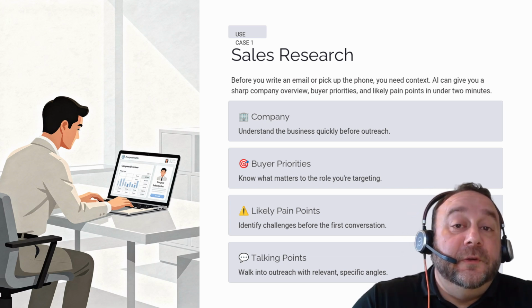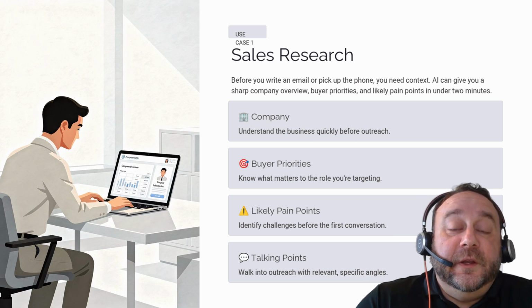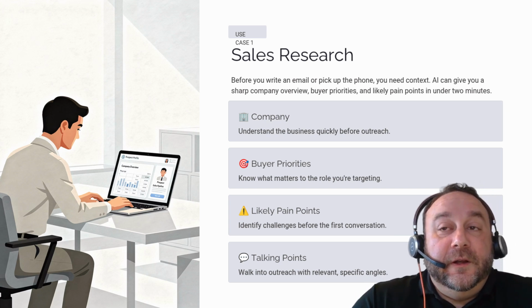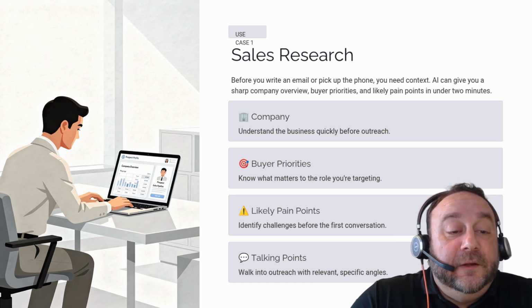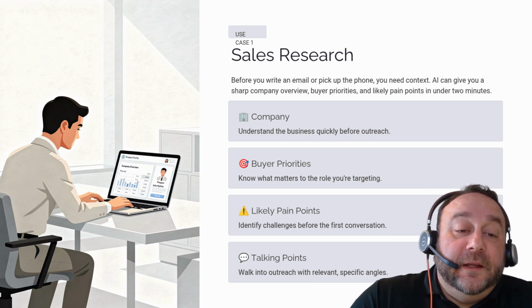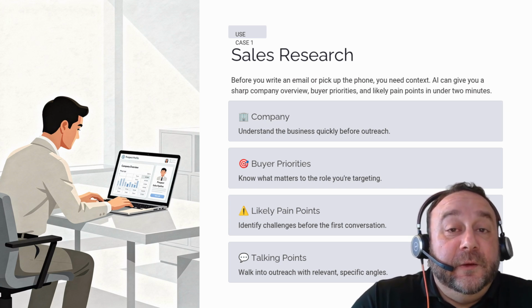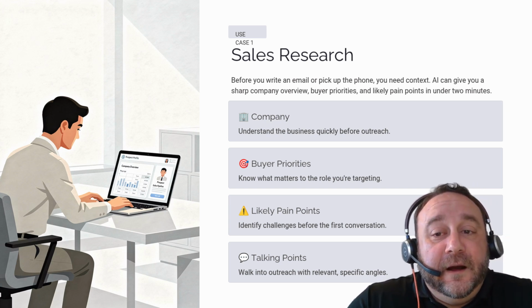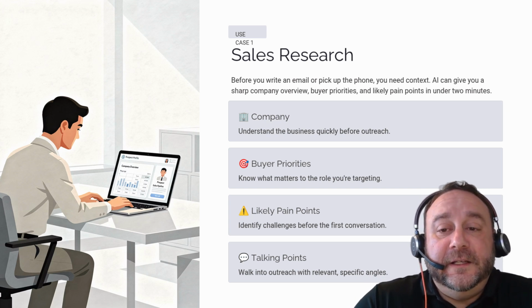A strong version of this prompt would tell the AI to act like a salesperson researching a target account. You would include the company name, the target buyer role, and the industry. Then you would ask it to summarize what the company likely does, identify likely business challenges, explain what the target role probably cares about, and surface useful talking points for outreach. That kind of structure turns AI into a prep assistant instead of just a guessing machine.